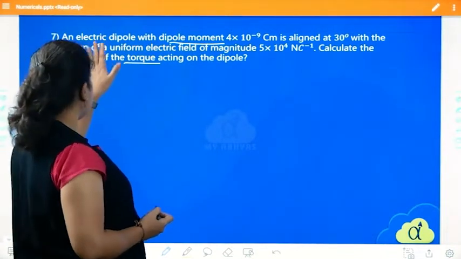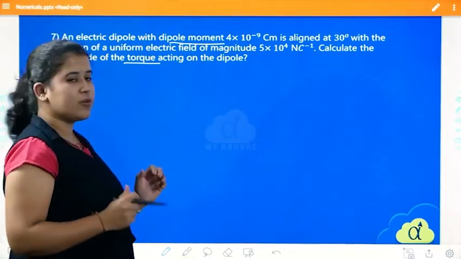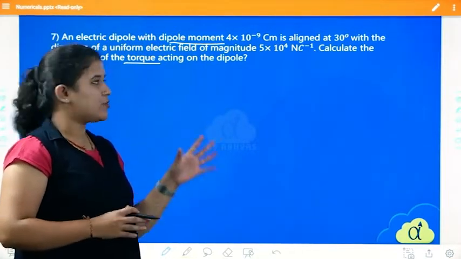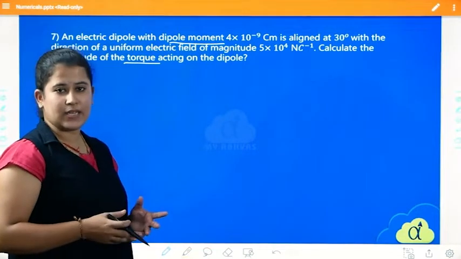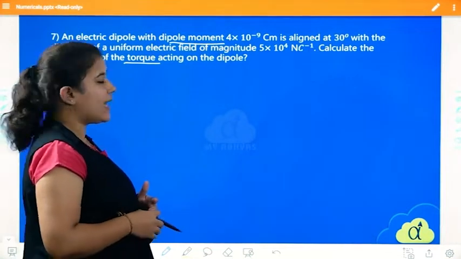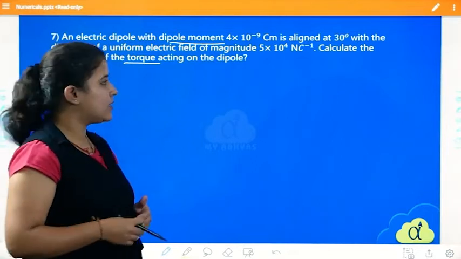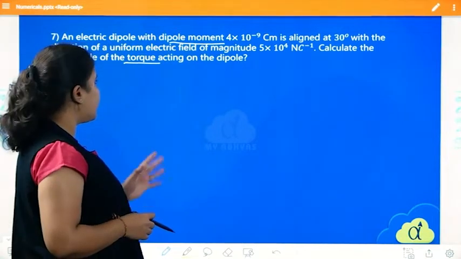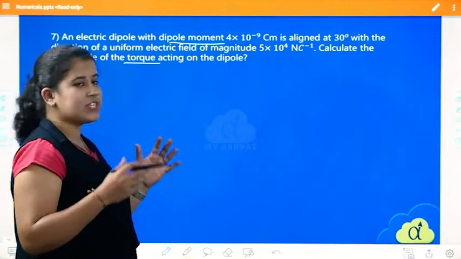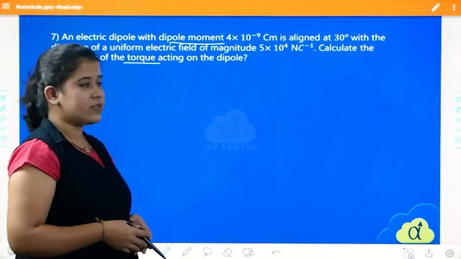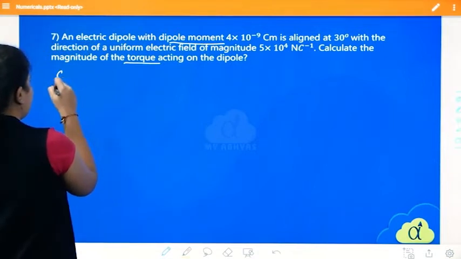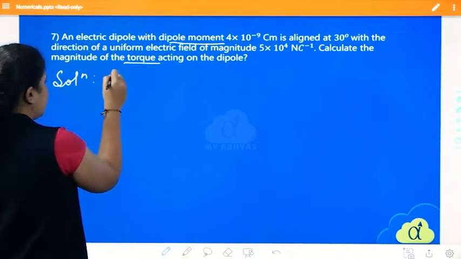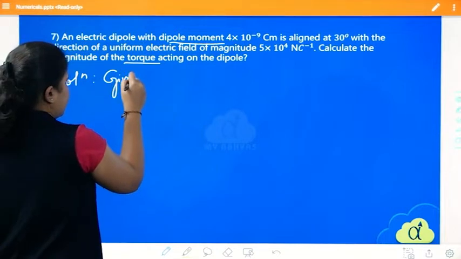An electric dipole with dipole moment 4 into 10 raised to minus 9 coulomb meter, where dipole moment is given by P, is aligned at 30 degrees with the direction of the uniform electric field which has a magnitude of 5 into 10 raised to 4. So I have to calculate the torque. First write down what is given. This is the solution.